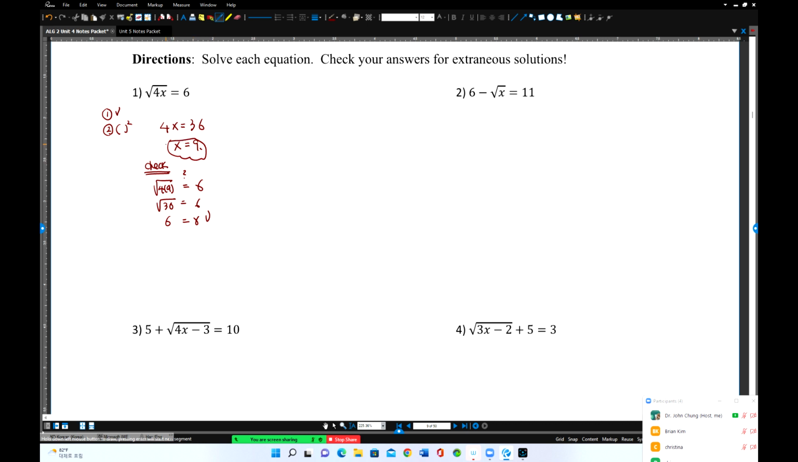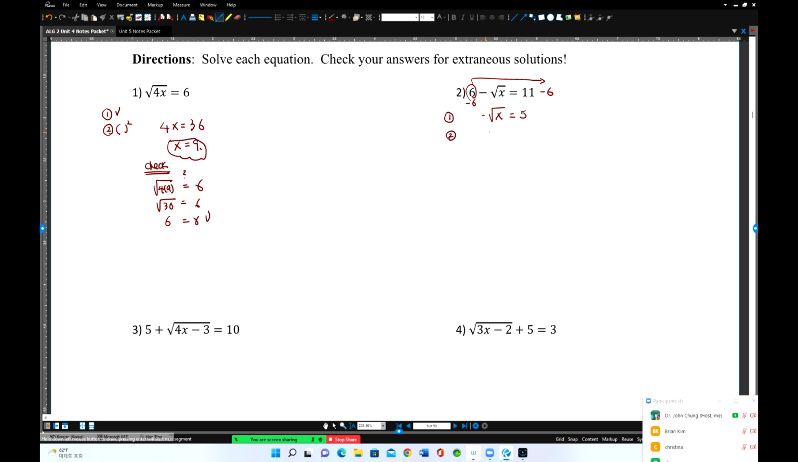Second one, we need one radical sign. You want to keep this one, it's okay. You want to move this one to the other side. So negative square root x equals 11 minus 6. Right? 11 minus 6 is 5. That is isolated.